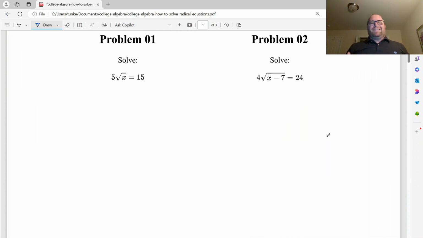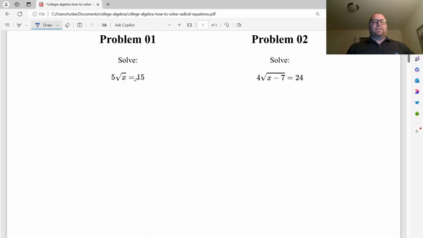In this video, we're going to solve radical equations, okay? So we've got x under a square root. Those are the type of problems we're going to solve. This is an entry-level topic covered in courses labeled college algebra in many universities across the US. So let's get started. This first one, we are solving this.